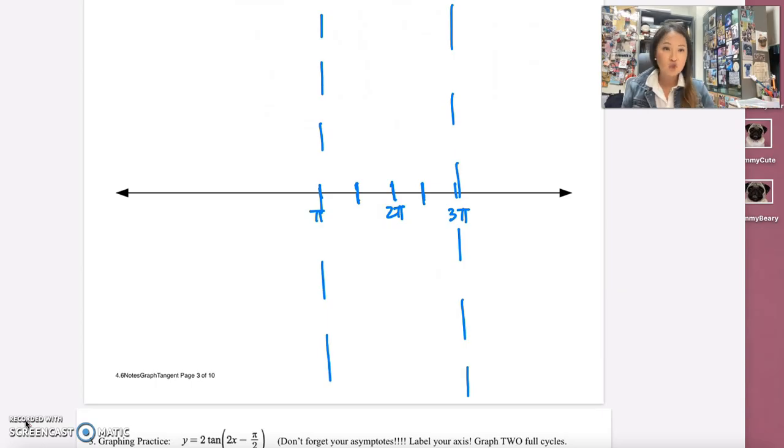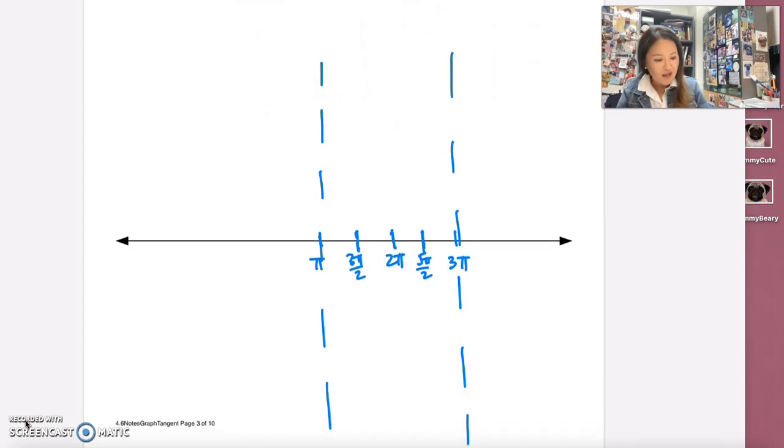And what's between pi and 2 pi? It's 3 pi over 2. What's between 2 pi and 3 pi? You're right, it's 5 pi over 2. And all you do is it's going to be basic. Let's actually separate this too. So it's going to be another pi, right? So that's going to be a 0.